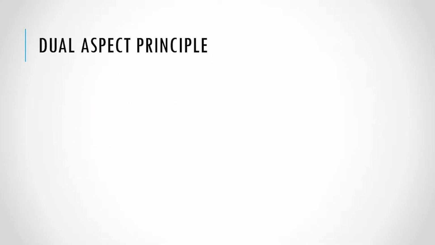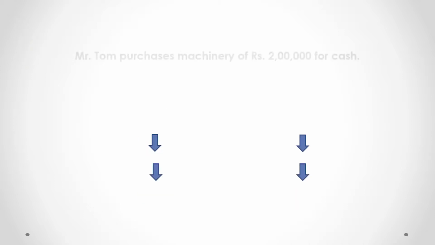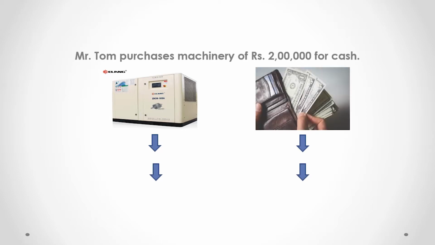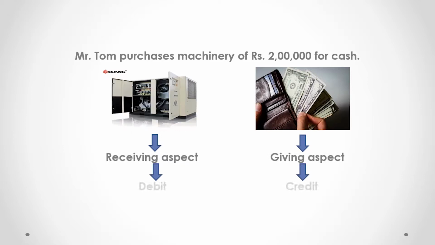Dual aspect principle. As per this principle, every transaction has two aspects, receiving aspect and giving aspect. Receiving aspect of a transaction is called debit and giving aspect of a transaction is called credit. For example, Mr. Tom purchases machinery for rupees 2 lakhs. Here, the two aspects are purchasing machinery and paying cash. From business point of view, the receiving aspect is machinery and giving aspect is cash. So, machinery will be debited and cash will be credited.